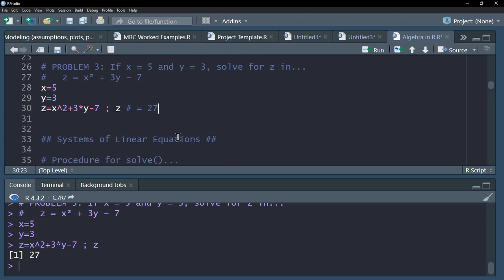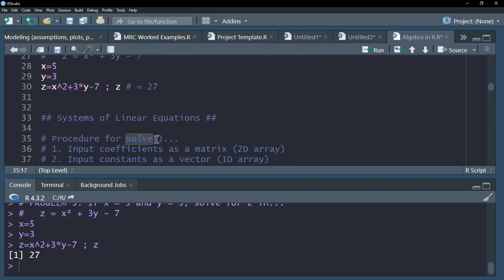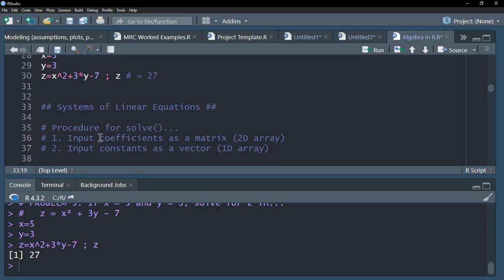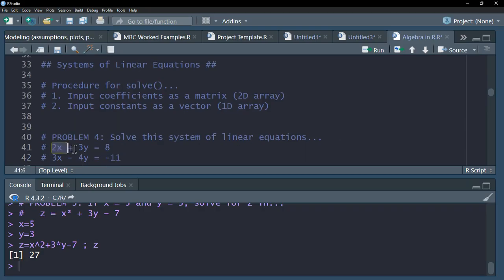Let's take it up a notch. This is the part a lot of people hate, which is systems of linear equations. Now here we can use our solve friend again, but what we're going to do now is, in this case, when we have a system of linear equations like here, 2x plus 3y equals 8 and 3x minus 4y equals -11, now we've got 4 coefficients and 2 constants. So what we have to do, the solve function is still going to work, but we're going to have to put in all of these coefficients and all of these constants.